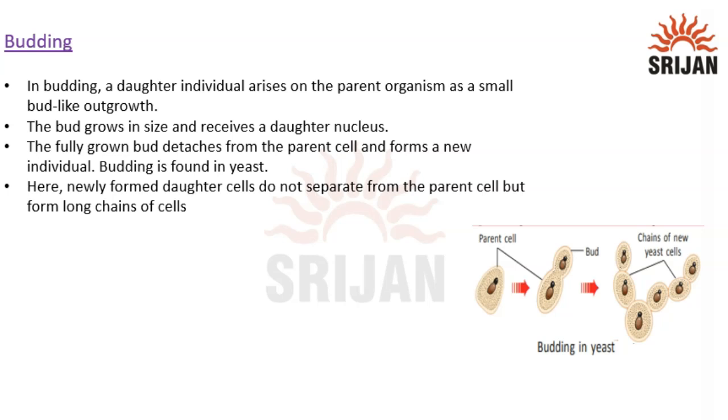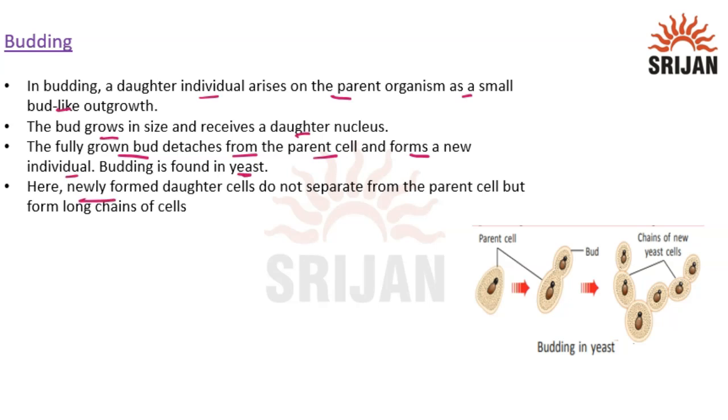Budding. In budding, what happens is a daughter individual arises on the parent organism as a small bud-like outgrowth. What happens first is the bud grows in size and receives a daughter nucleus. When it receives a daughter nucleus, it grows and divides until it is fully grown into a bud, and then it detaches itself from the parent cell and forms into a new individual. Now, budding is found in yeast.